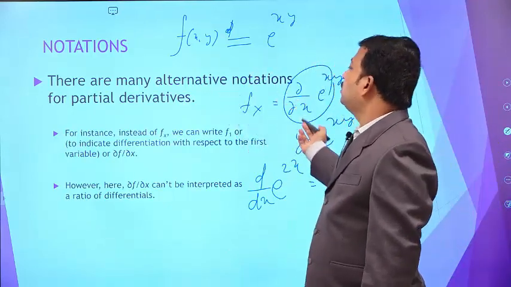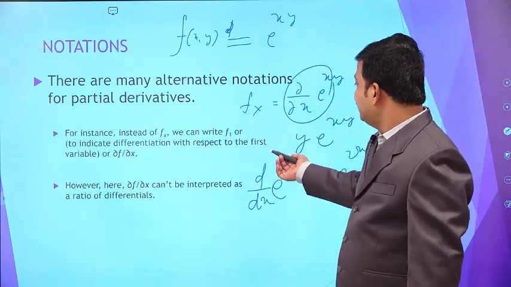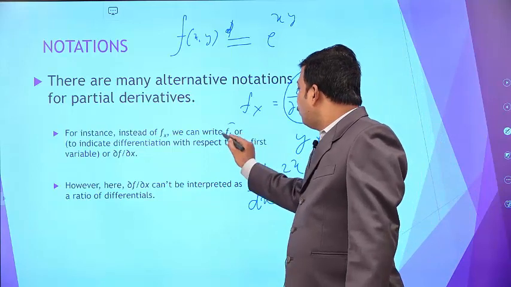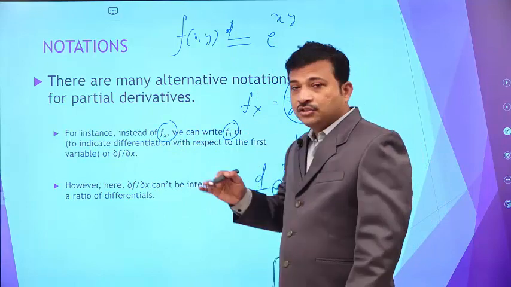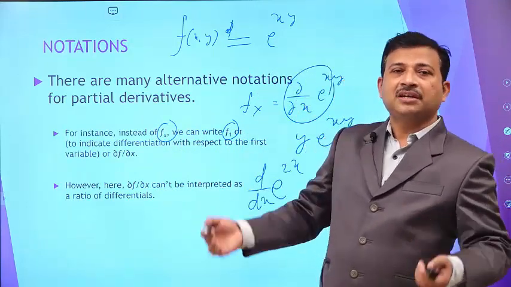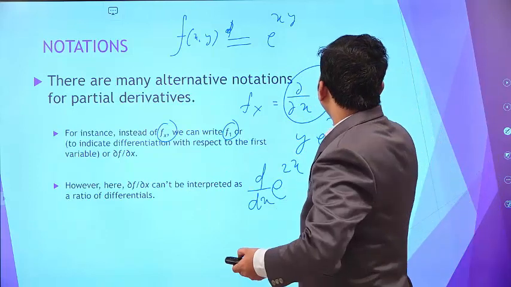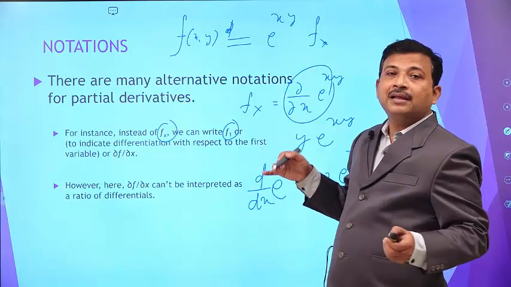That is partial derivative, and it has a lot of applications. There are many alternative notations of partial derivative. Some people write dou f by dou x, some people write like this, f like this, some people write f of x, fx, with suffix x. There is a variety of notations people use in different places, even in different countries. But the standard notation we use is fx. Fx stands for dou f by dou x.